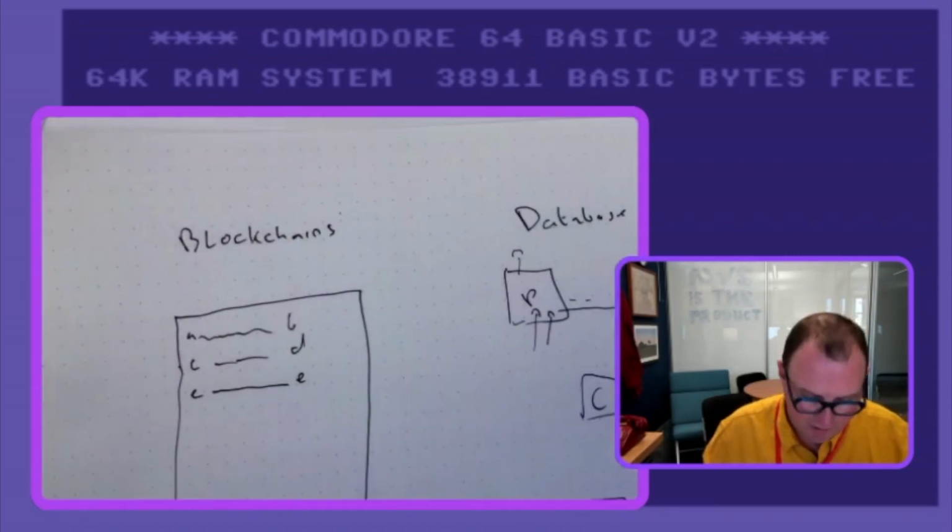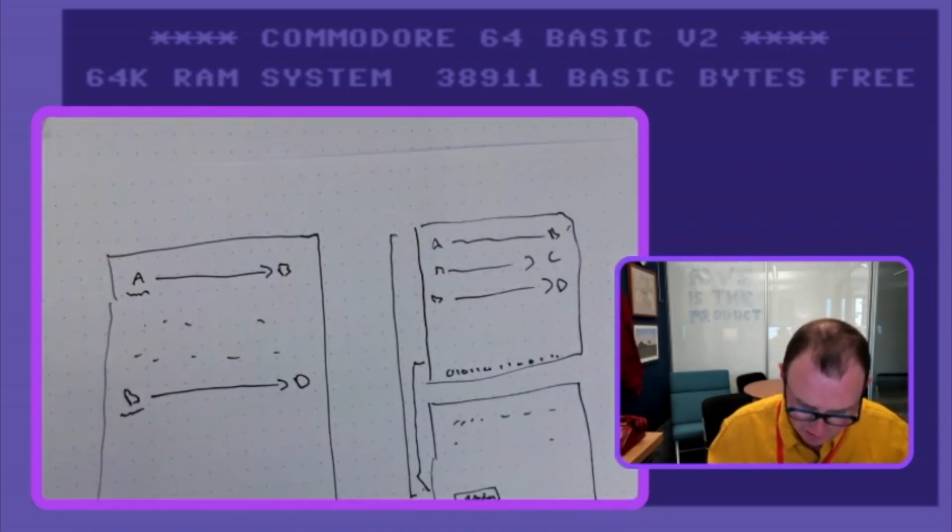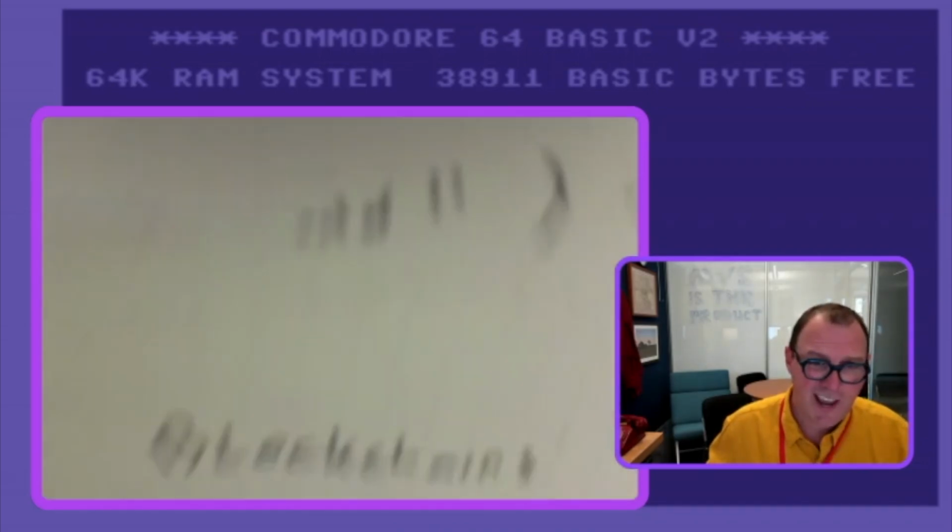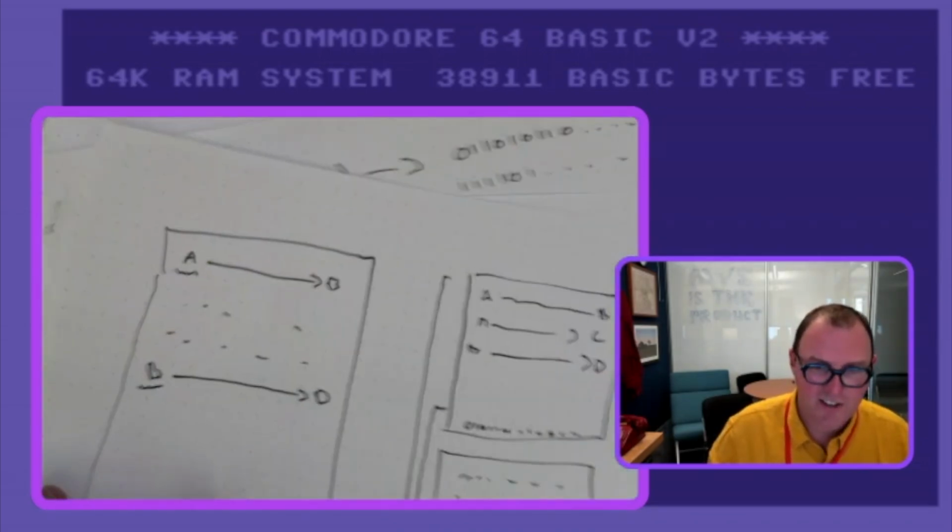And then the other thing about blockchains, I'm saying for like the third or fourth time now, is they're just slow. Tens of minutes to acknowledge any transactions.